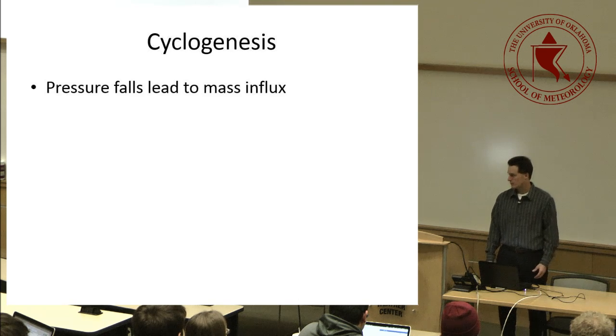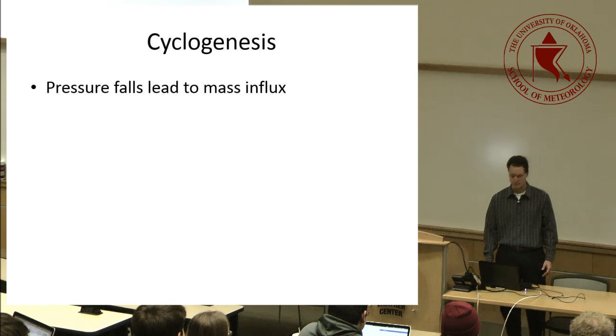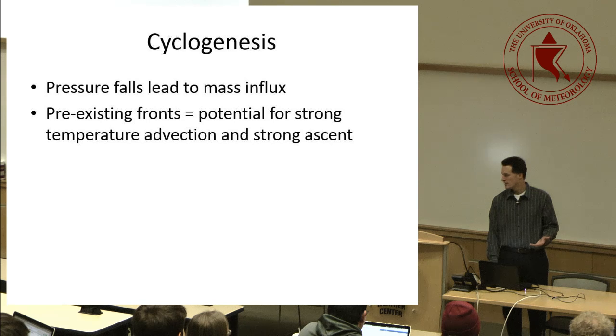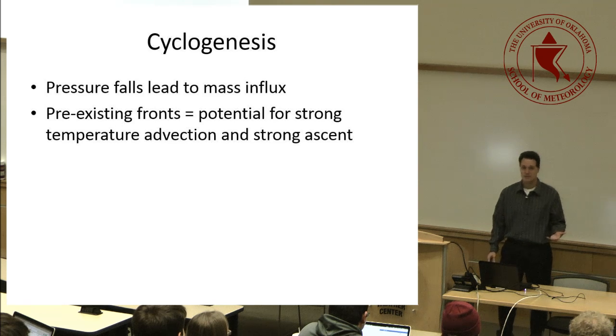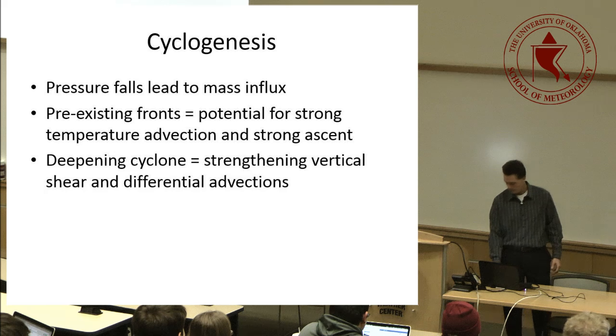Cyclogenesis itself, pressure falls lead to mass influx. I mean, if you remove mass, you're going to replace it from below and somewhere horizontally. So it's going to draw air into a deepening low. Pre-existing fronts give you the potential for stronger temperature advection, stronger ascent, which is also related to a stronger veering wind profile with height, which is stronger vertical shear.